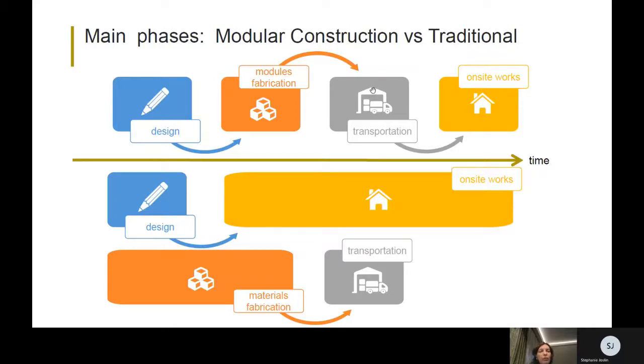It is also very important to compare main phases in modular construction and in traditional construction. As we can see, in modular, phases consequently come one after another. So first we need to have the design made, then we fabricate the modules, then we transport them to the construction site, and at the end we install them on site. We can't start the construction works without the fabrication and transportation. And as we will see, the risks are split into these 4 stages.